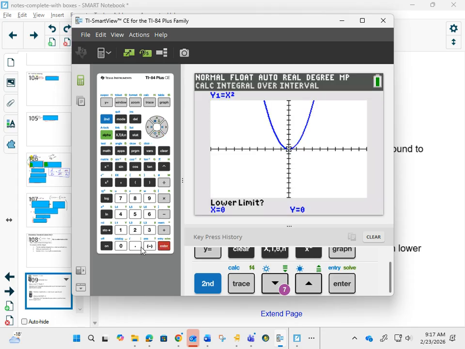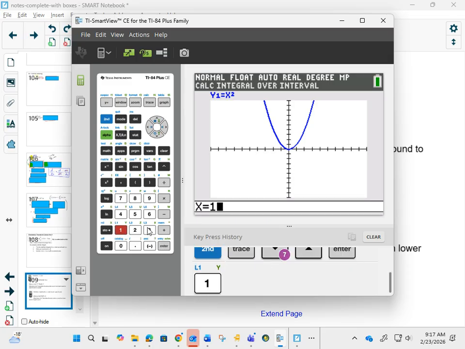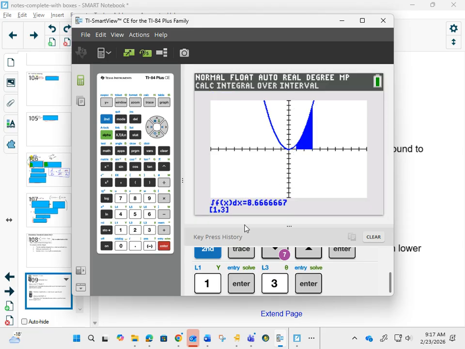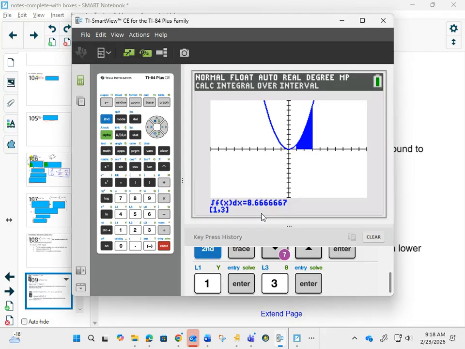So I push enter, and this is, where do you want to start? I said I wanted to start at 1. What did he want it to go up to? I wanted to go up to 3. And it shades it in for me and tells me the area at the bottom. I really like that because it gives me a visual of that area and tells me what the answer is.